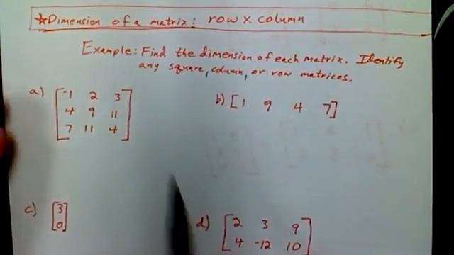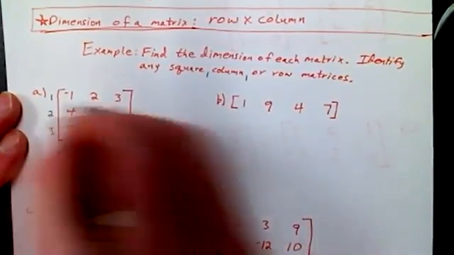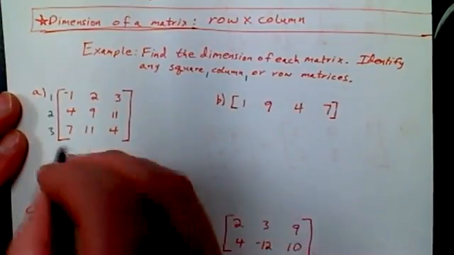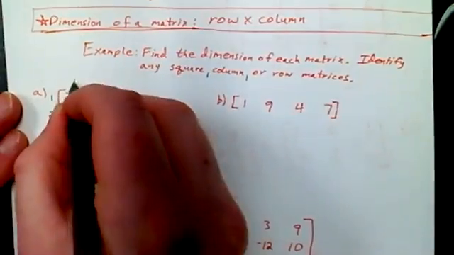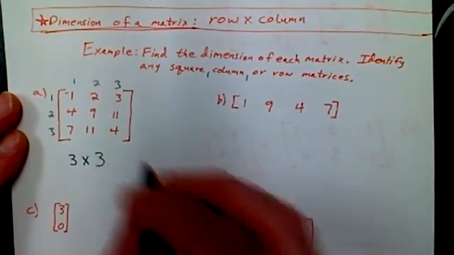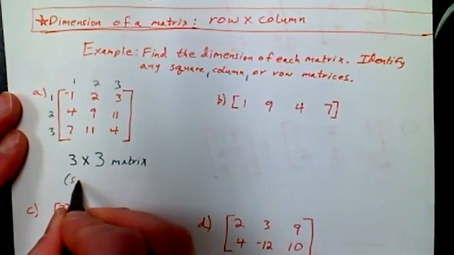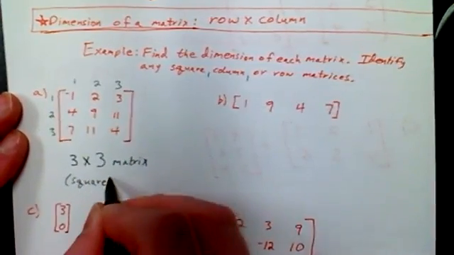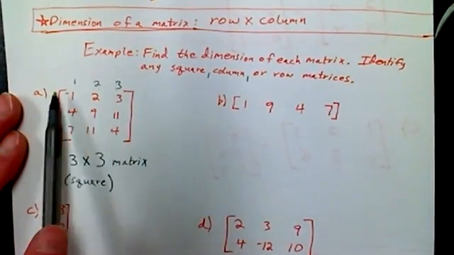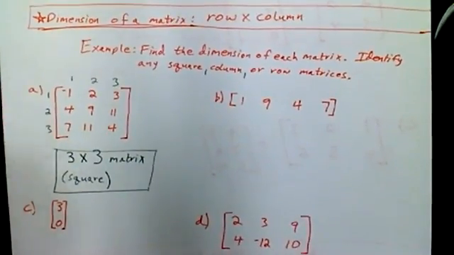So if we look at this first one, what I want you to notice is there's 1, 2, 3 rows. So we define it as row by column. So the size of this is 3 by, I have 1, 2, 3 columns. So this is a 3 by 3 matrix. And it's also a square matrix because it did want us to mention that. And why is it a square matrix? Well, because it's a square, 3 by 3. So that's that first one here.